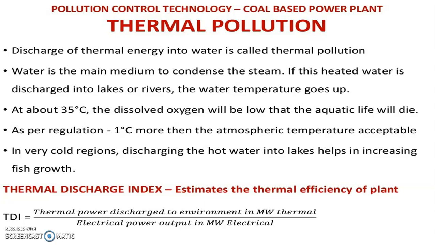In very cold regions, discharging the hot water into lakes helps in increasing fish growth. So the thermal discharge index estimates the thermal efficiency of the plant. We simply say it as TDI. Thermal discharge index is nothing but the ratio between thermal power discharged to the environment in megawatt thermal to electrical power output in megawatt electrical.